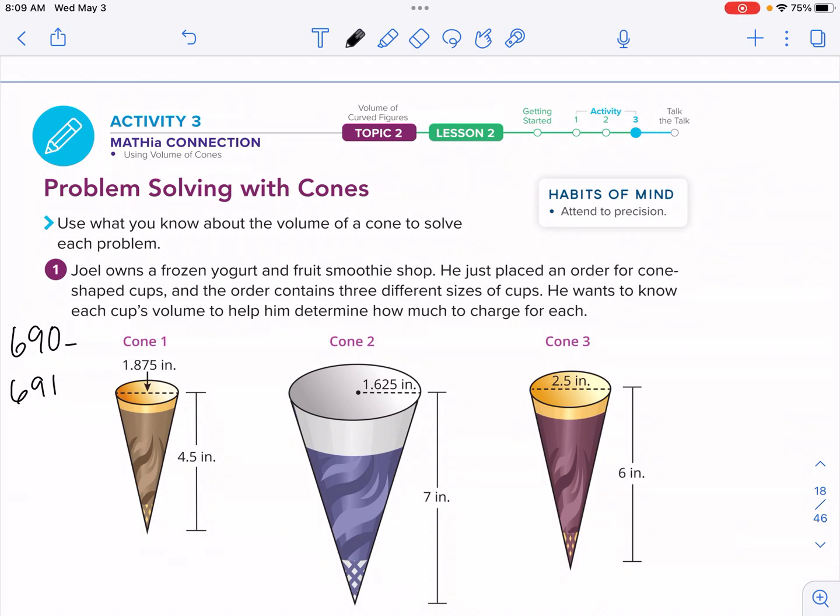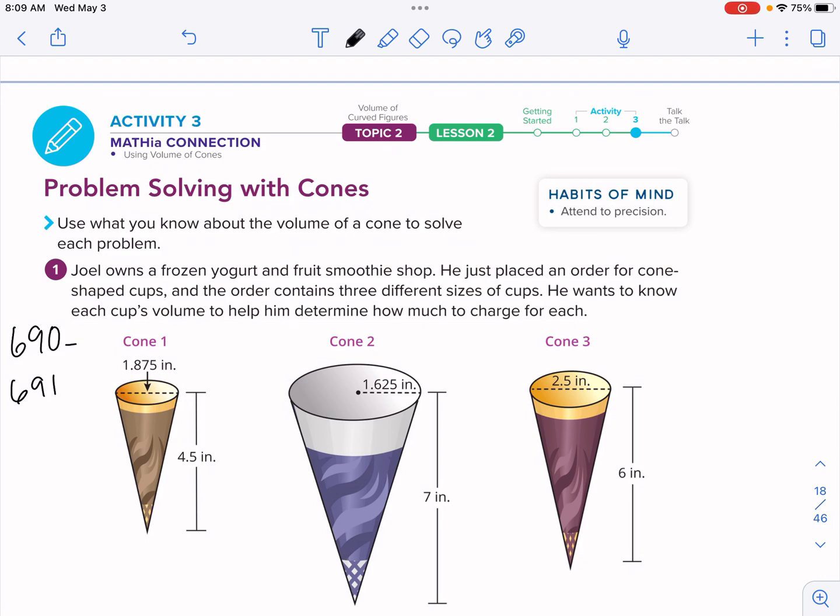All right, this video is on Module 5, Topic 1, Lesson 2. In Lesson 2, we're going to skip Activity 1 and Activity 2 and get right into Activity 3. We're only focused on 2 pages, 690 and 691. And then we'll get to our assignment on 697.